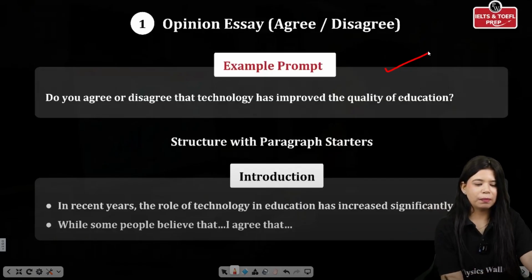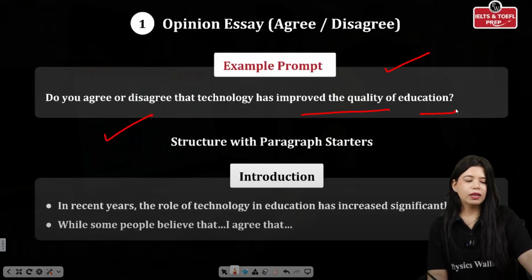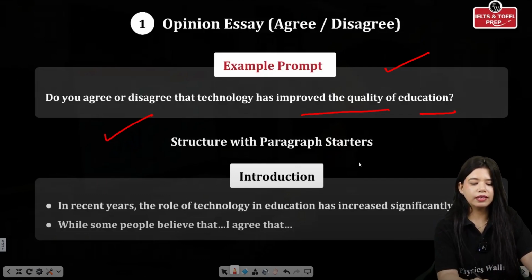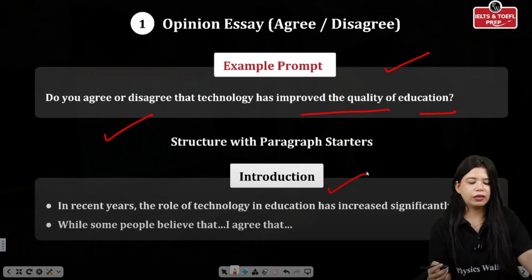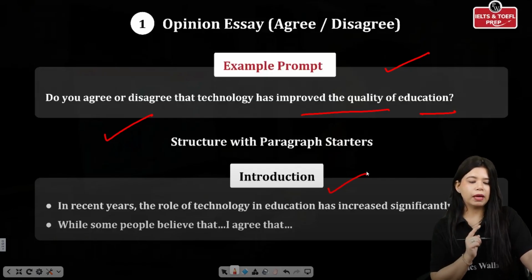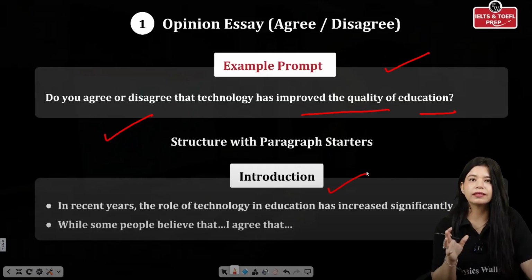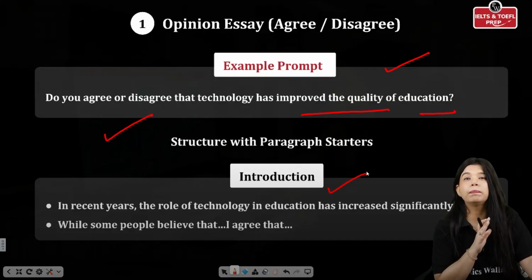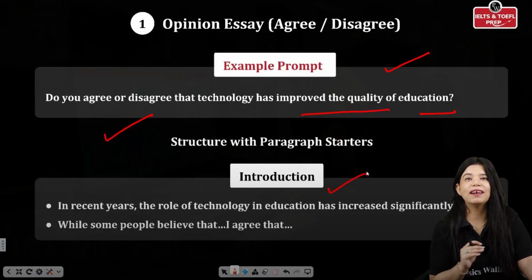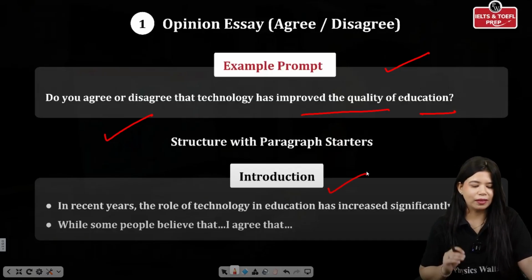So look at the example prompt. For example, it says, do you agree or disagree that technology has improved the quality of education? If you agree, you will have to justify your ideas. So look at the sentence starters here. You can begin your introduction like this. And yes, keep one thing in mind. Here I am showing you the sentence starters in bullet points, but please do not use bullet points in your essays. That would be a major blunder. Don't do that, okay?